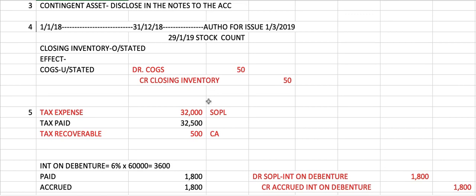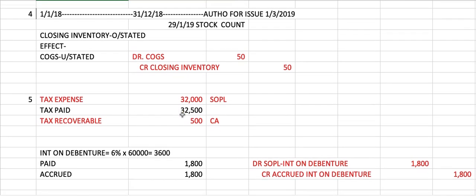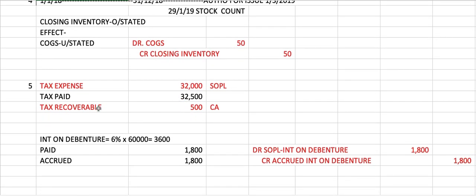Okay, number 5 given is the tax expense 32 million. Then you check in your trial balance, income tax paid is 32,500. So the difference is 500. Because you are paying more than you are charged. You are charged with 32,000, but you paid more than that by 500. So this 500 is a current asset. We call it tax recoverable. For this one, you just need to remember tax expense goes into SOPL and the tax recoverable goes into SOFP.